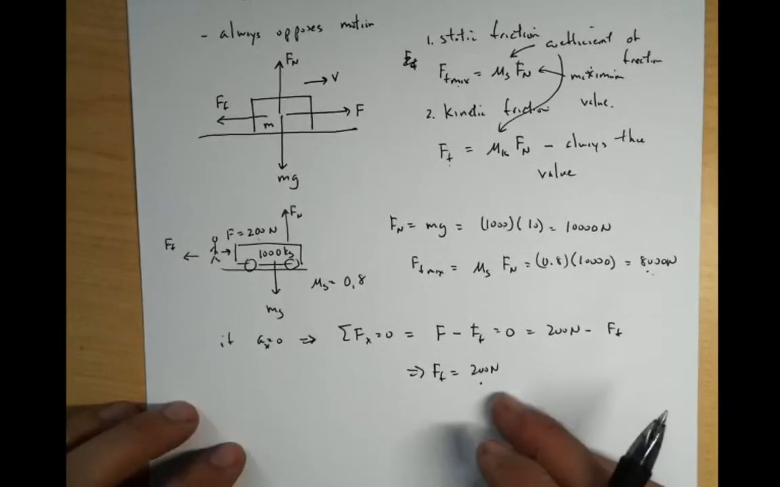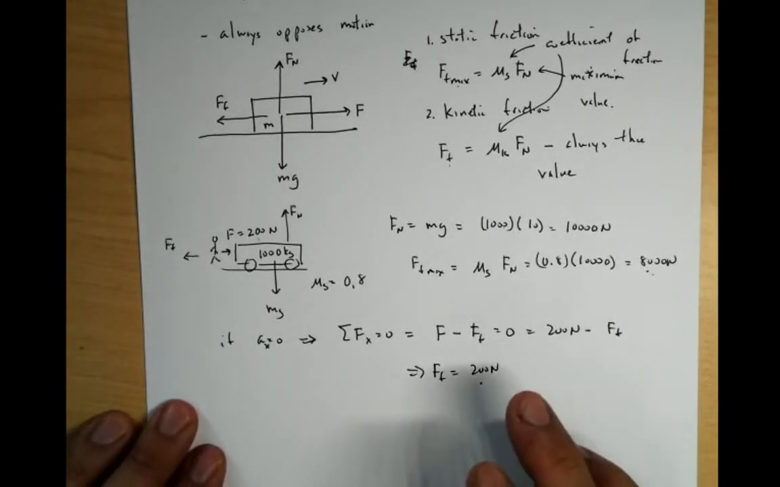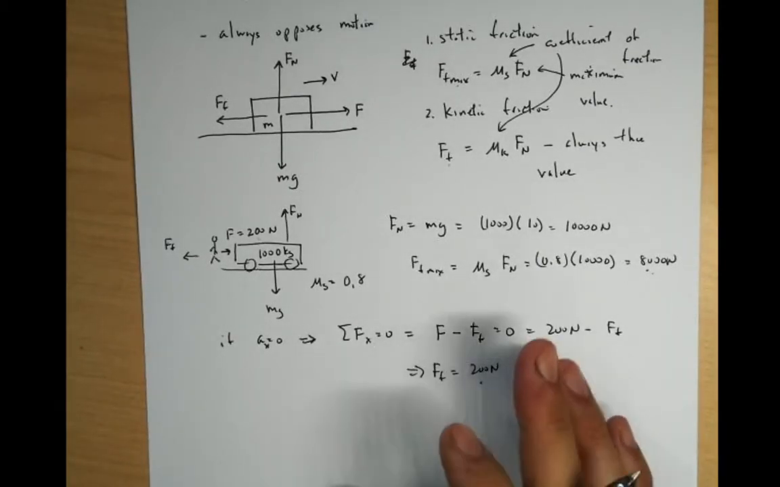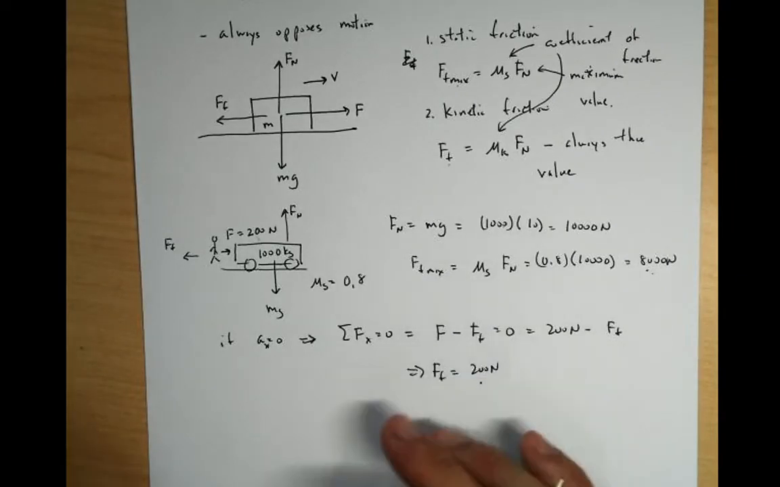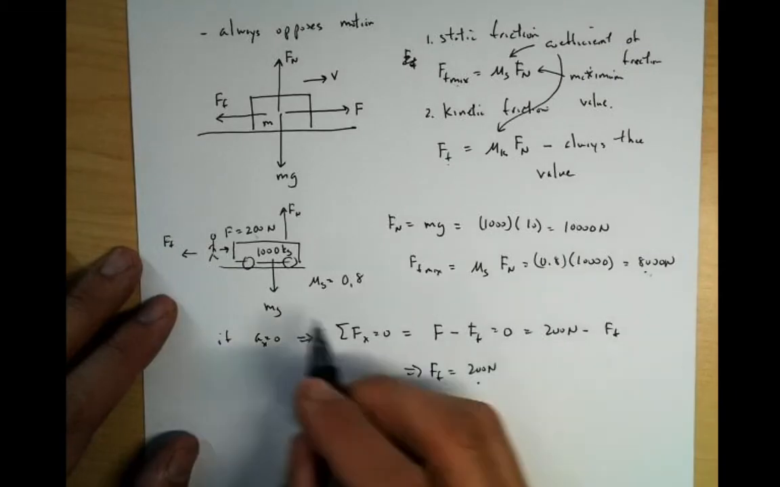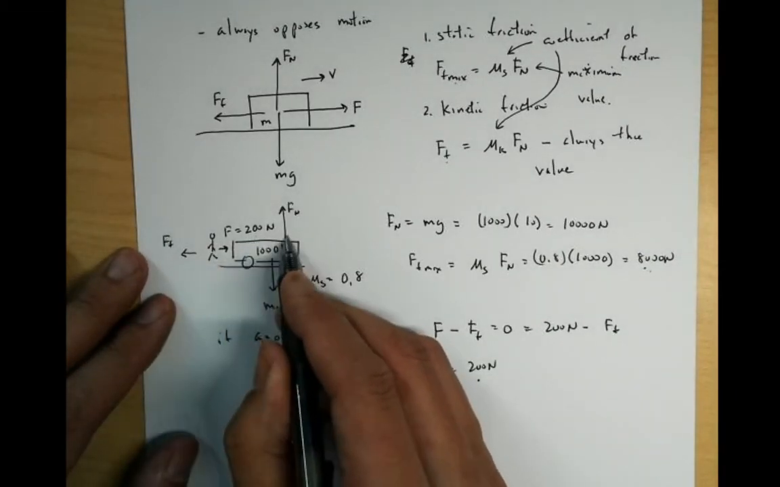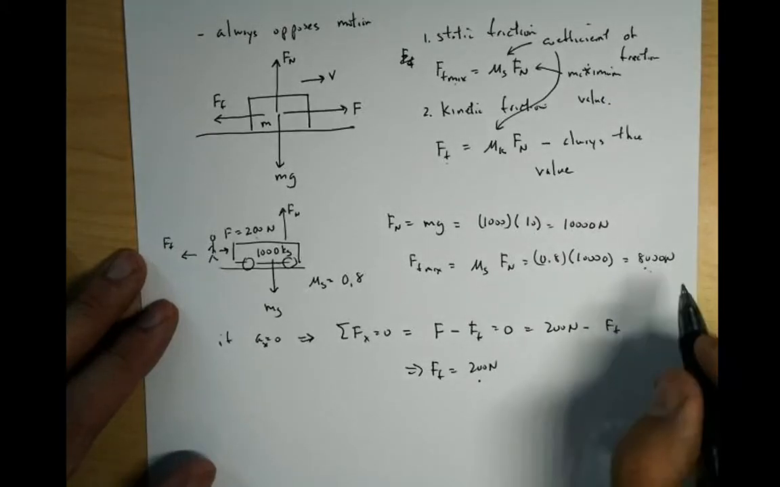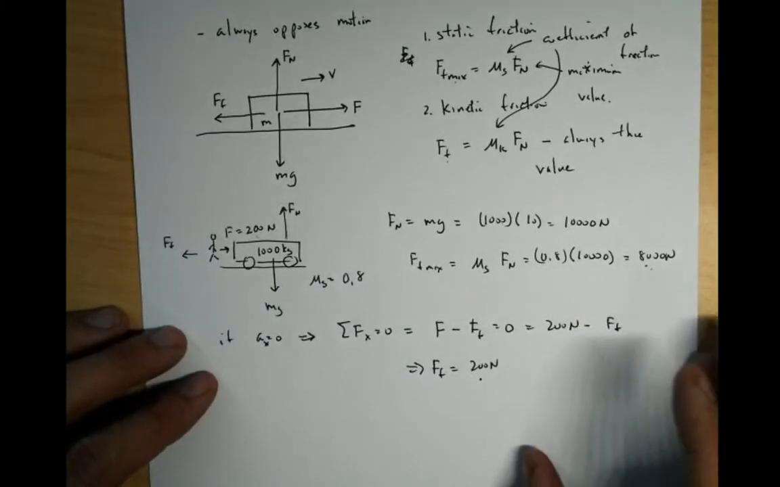So that's the key with static friction: it adjusts itself such that it will prevent you from moving the object. Now there's a limit. If you push this thing with, say, 9,000 newtons, which is bigger than 8,000 newtons, the maximum force friction can provide, then in that case this car will start to slide.